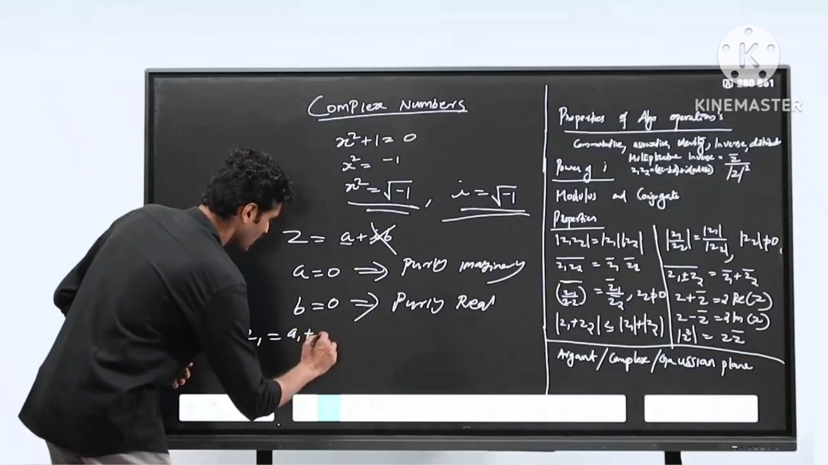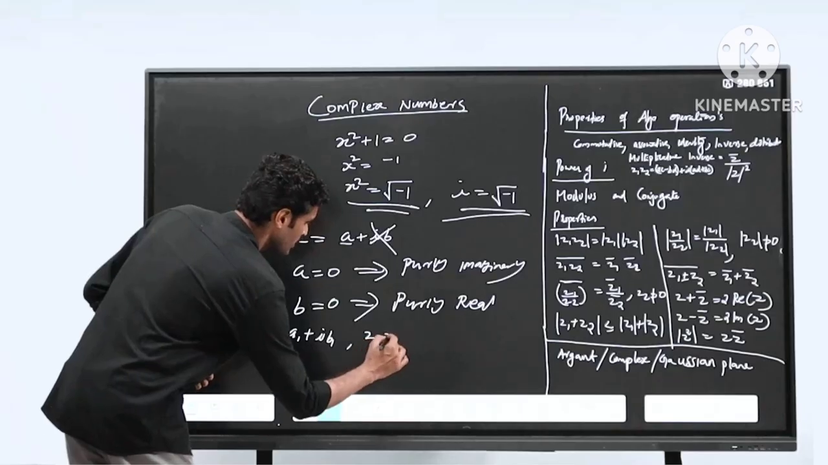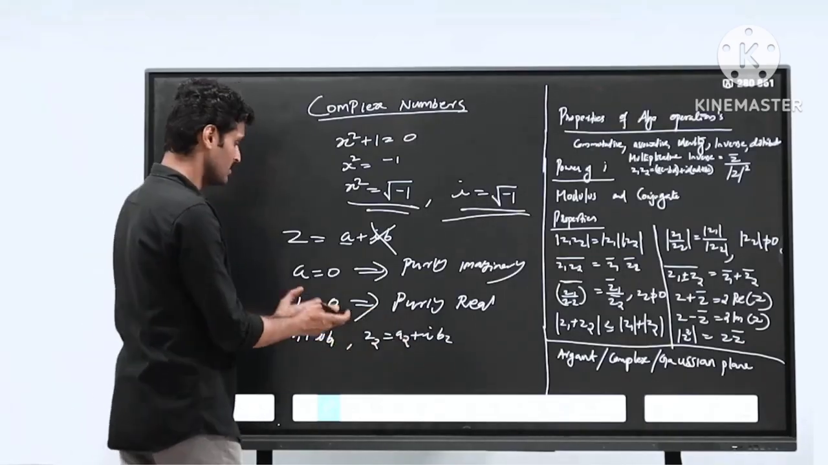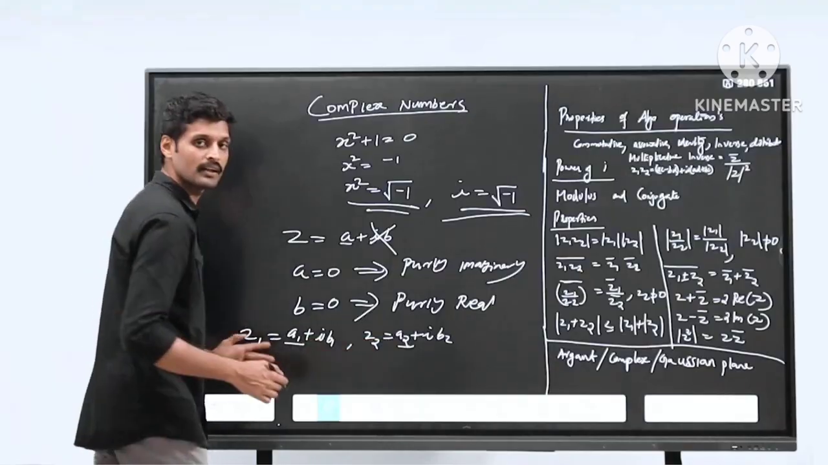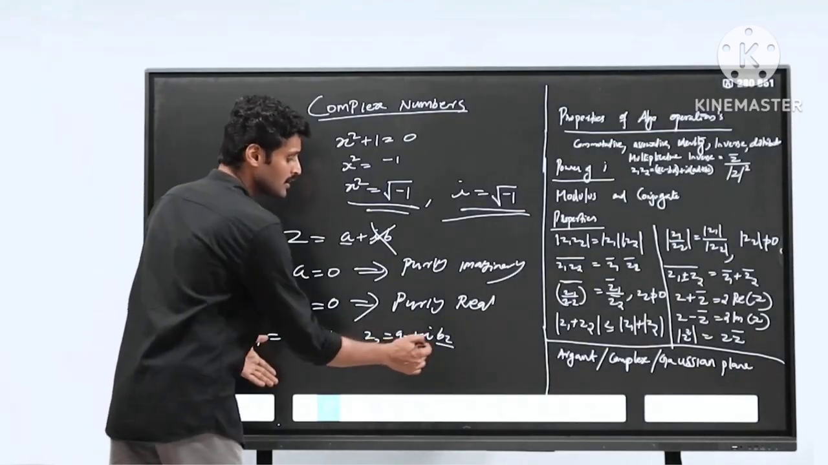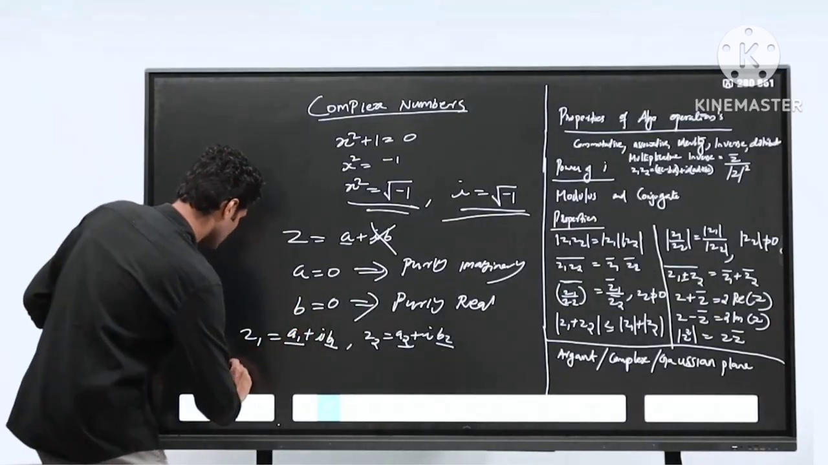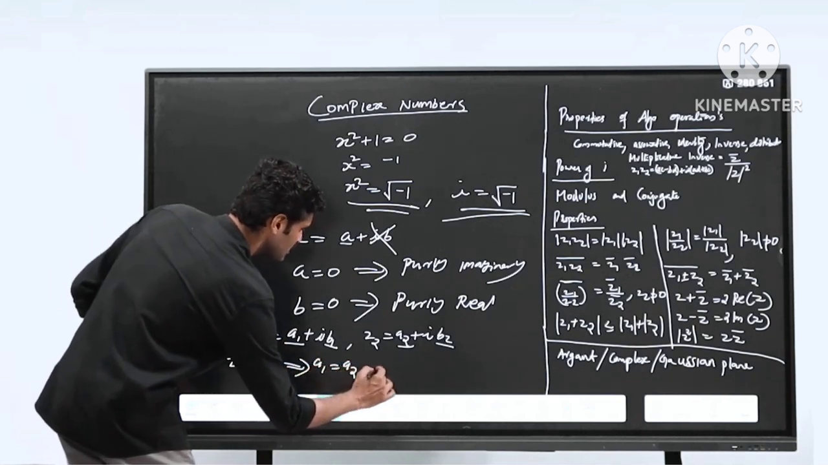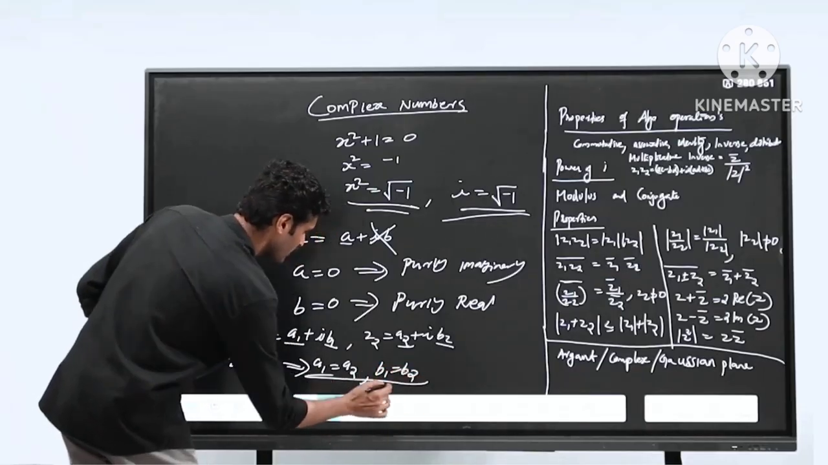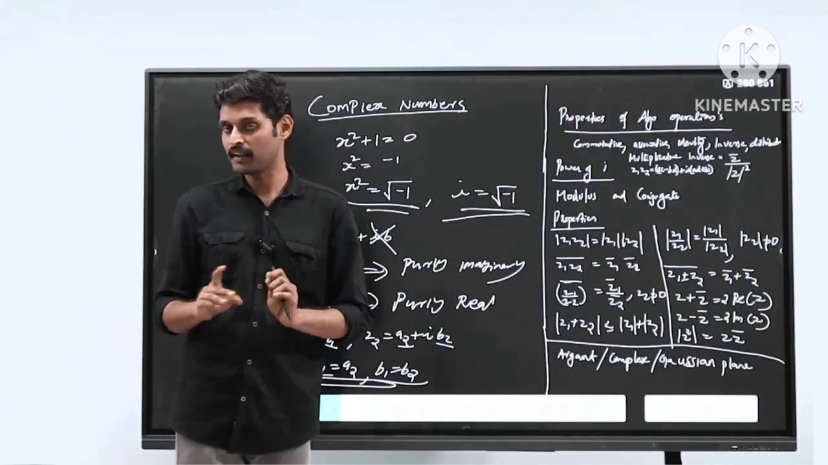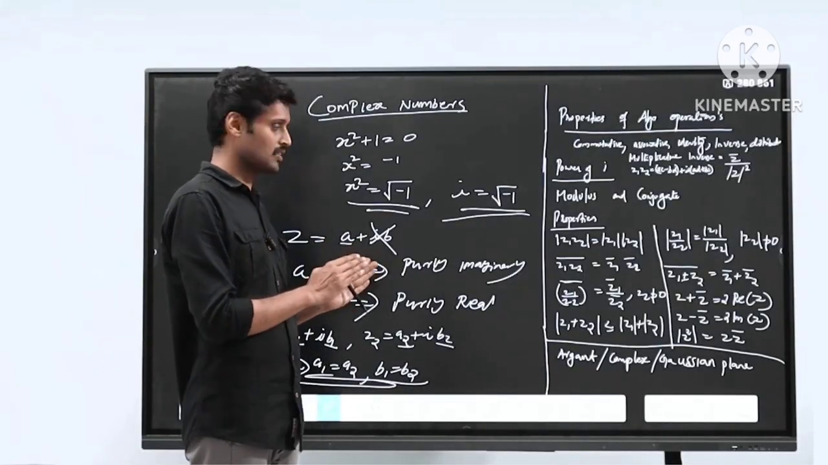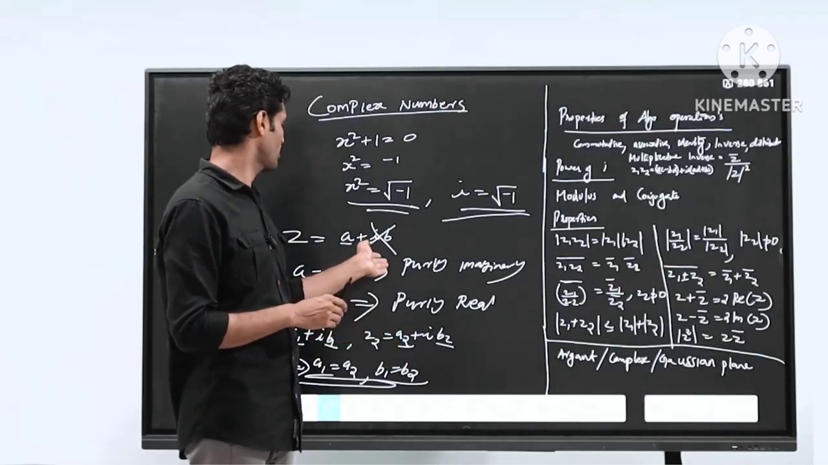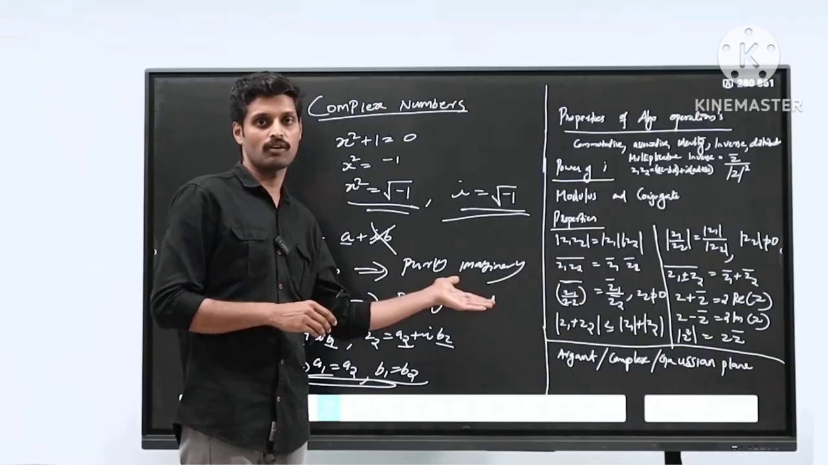Okay, and we also deal with another concept: if two complex numbers, that is z1 equal to a1 plus i b1 and z2 equal to a2 plus i b2, are equal, then their corresponding real parts should be equal and their corresponding imaginary parts should be equal. That is, if z1 equal to z2, this implies a1 equal to a2 and b1 equal to b2. Okay, fine. So you got the basic idea of complex numbers and their properties, like when two complex numbers are equal, and what purely imaginary and purely real complex numbers are.